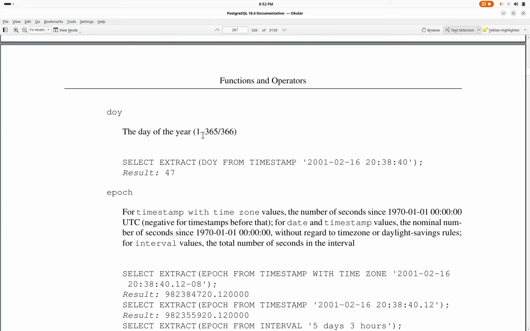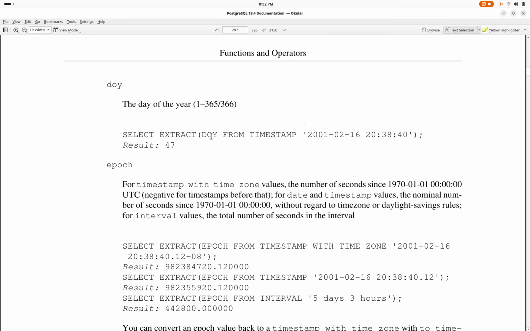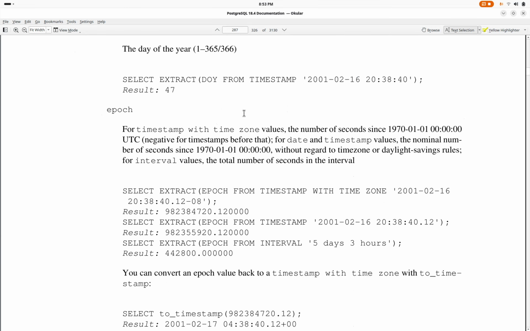The day of the year, 1 to 365 or 366. So here we extract the day of year from this date. 31 days of January and 16 days of February is 47.